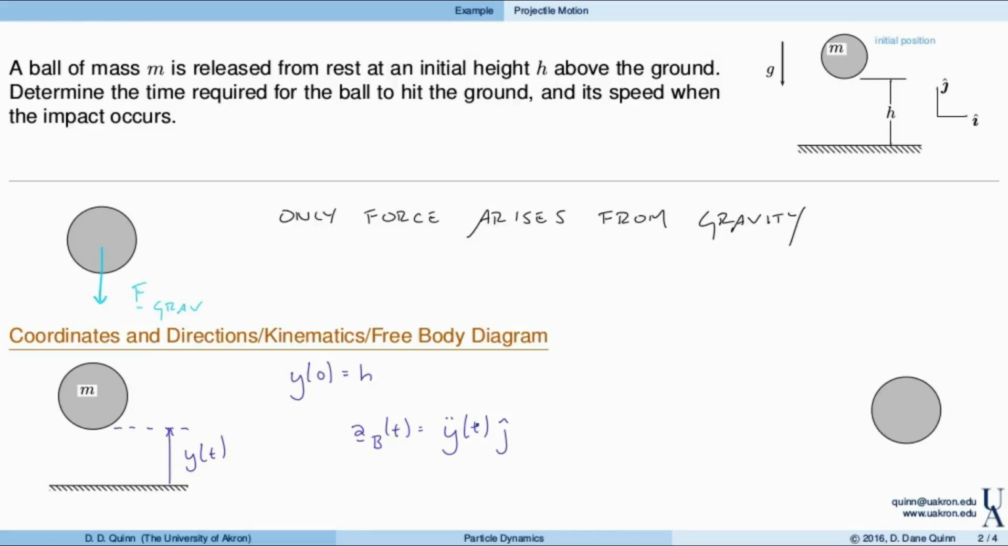So here, if I know y, and in particular if I know the second derivative of y, then I can describe the acceleration in this way. Now, in terms of these directions, the force acting on the particle can be described as minus mg in the j direction. So here we have the acceleration and we have the forces.